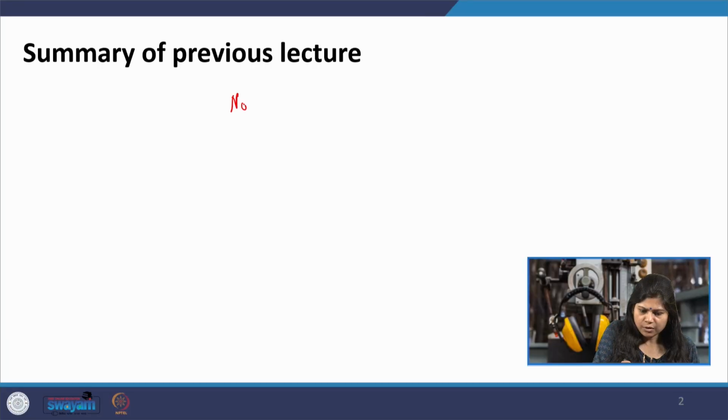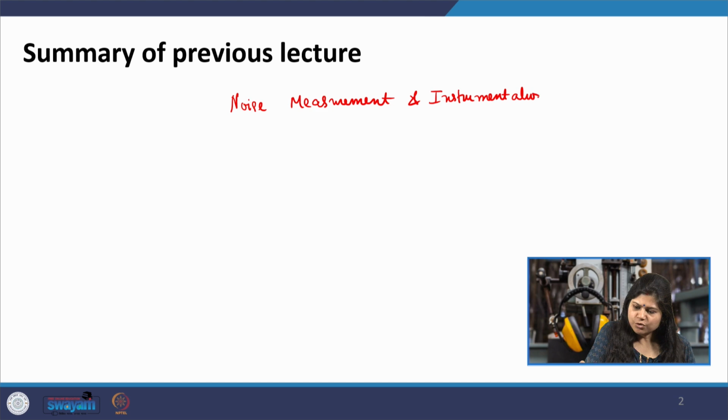So far we have been doing the module on noise measurement and instrumentation, and we have covered various aspects related to that, such as the typical acoustical devices that are used, what are the characteristics of these devices, the sampling rate, dynamic range, as well as the frequency range and various other characteristics of these acoustical devices. And at the same time we have also seen what are the measurement standards and the guidelines for typical acoustical measurements in the field of noise control engineering.